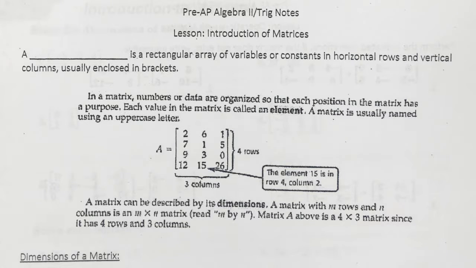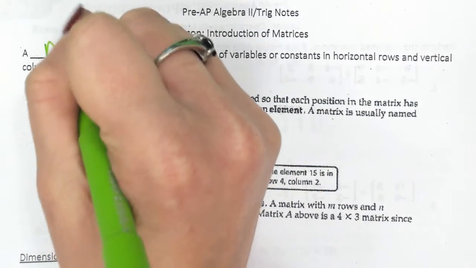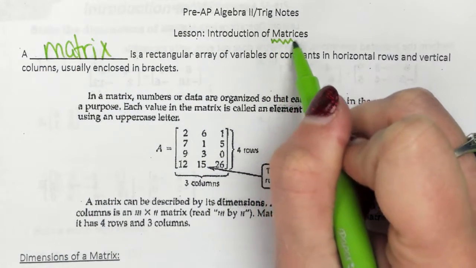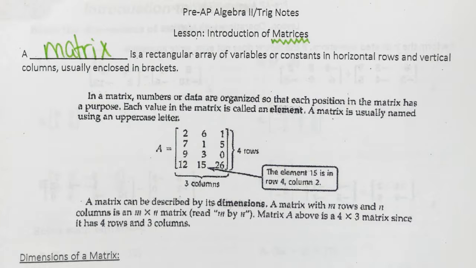Hopefully we have learned, some of us the hard way, about making sure we know our vocab for our tests. So the very first one: what is a rectangular array of variables or constants in horizontal rows and vertical columns, usually enclosed by brackets, called? Matrix. Matrix is the singular word. Matrices is the plural word.